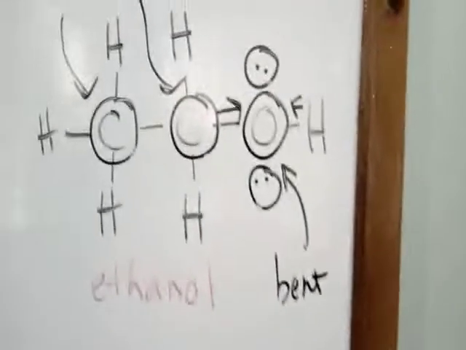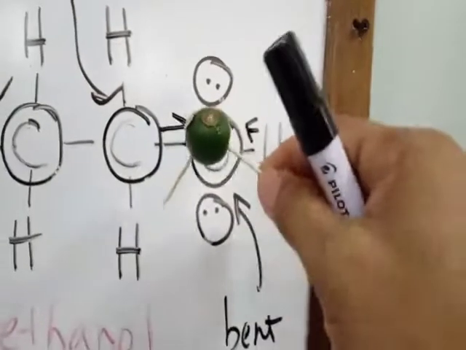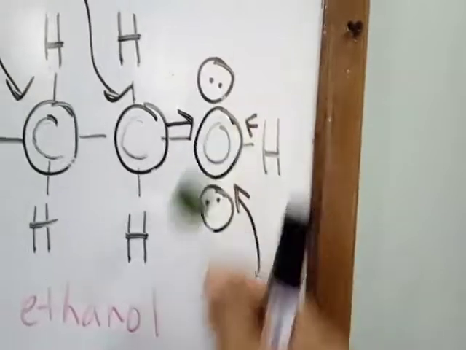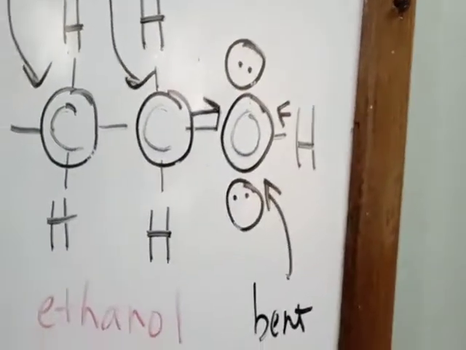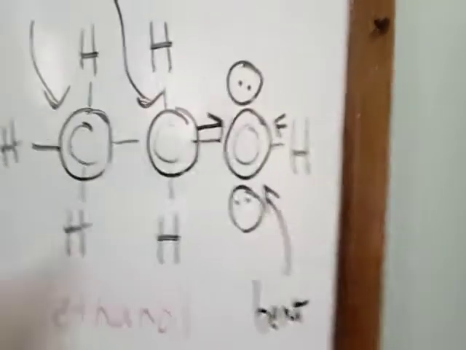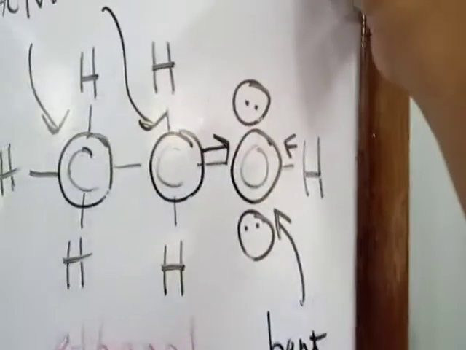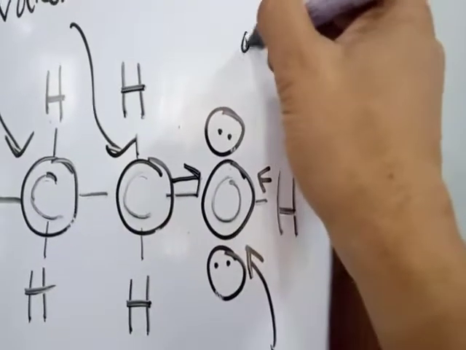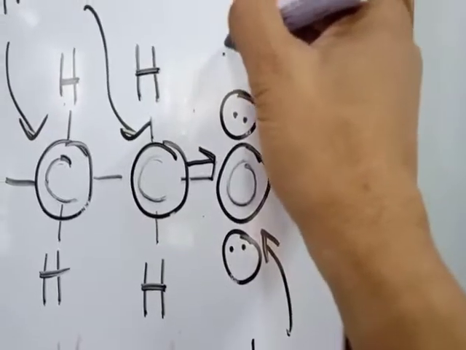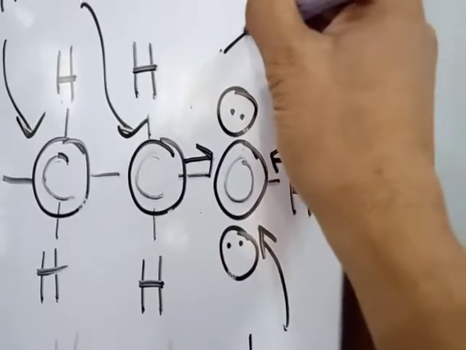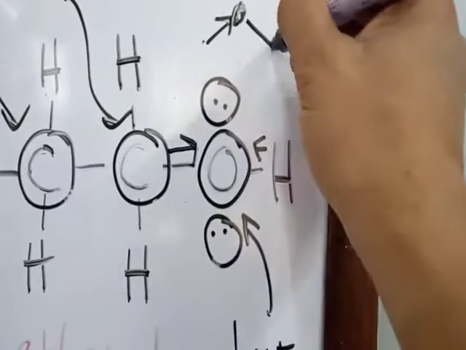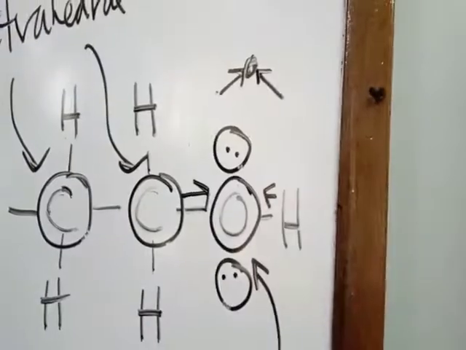So the structure of this bent is actually like this. There is hydrogen here. If we isolate this oxygen, it would be like this. Okay, we will isolate this. It would be like this, with a force acting that way and another force acting this way.